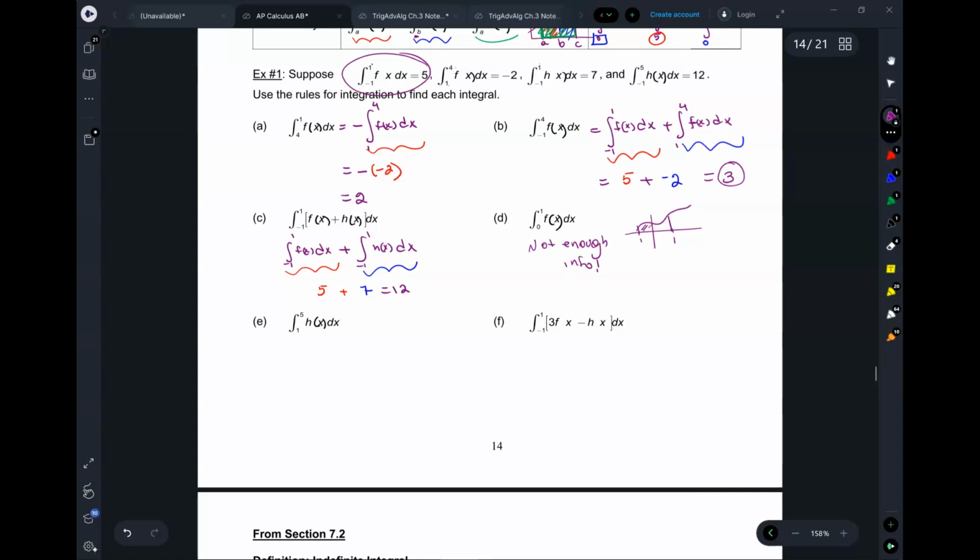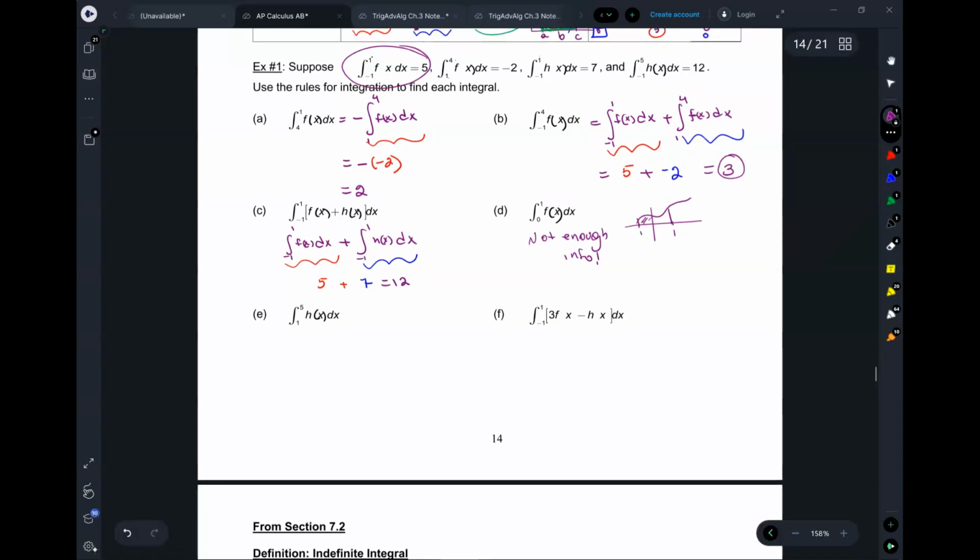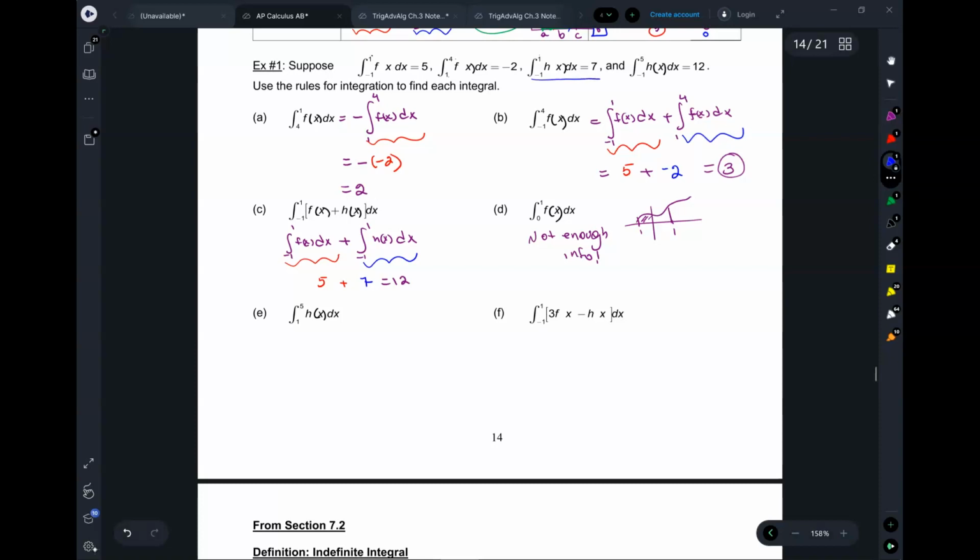Okay, next one. The integral from 1 to 5 of h of x dx. Let's take a look at this one for a minute. What do we have for h of x? We have -1 to 1 is 7. You know what? Let's just draw that for a minute. Here's -1 to 1. So I know that the area from -1 to 1 is 7. And then I also know that the area from -1 to 5 is 12.